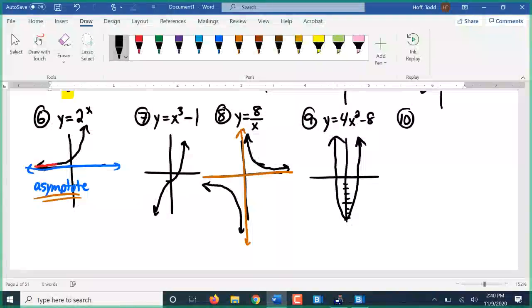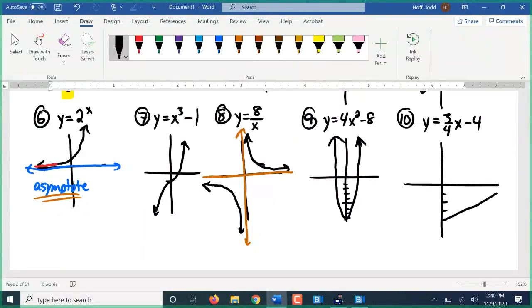And finally, number 10. Y equals 3/4 x minus 4. It looks something like this. It forms a line.